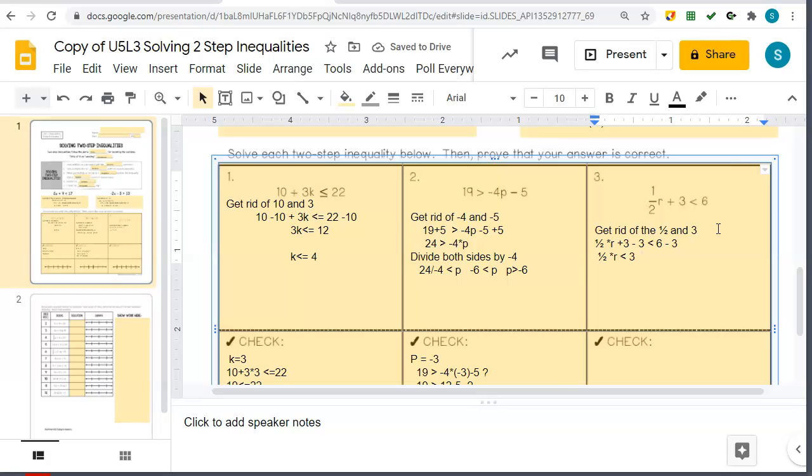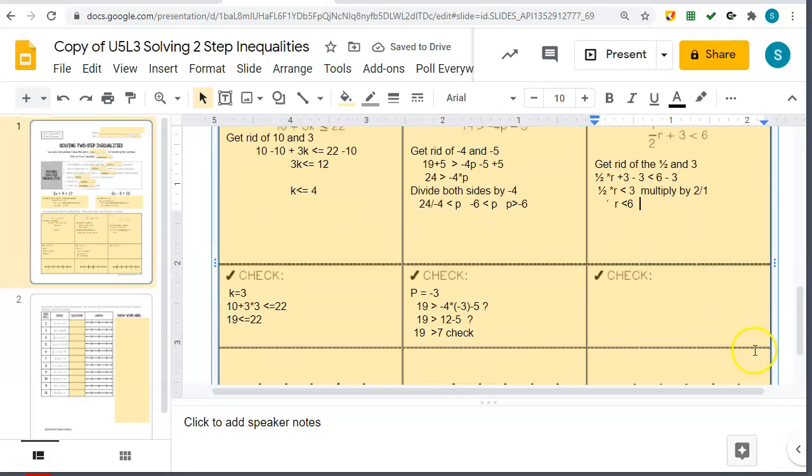Now, how do we get rid of a multiply by 1/2? Well, we multiply by the reciprocal. So we multiply by 2 over 1. Okay? So that's going to give us r is less than 6.